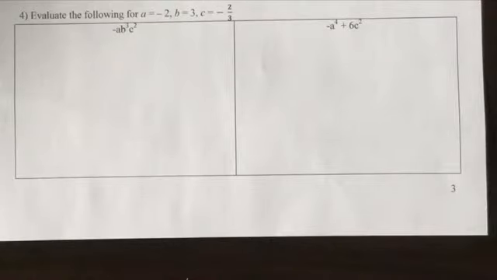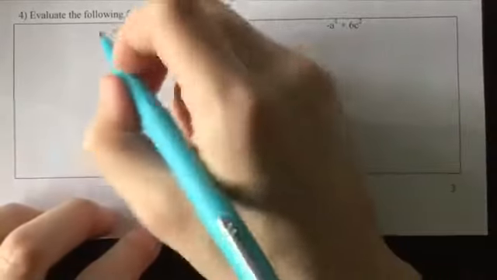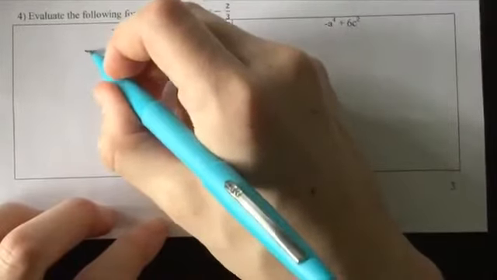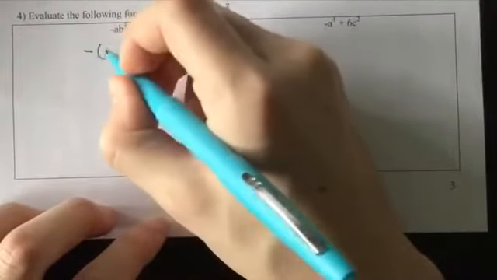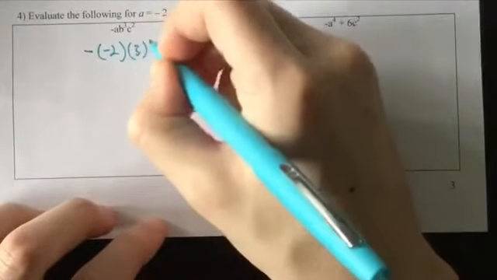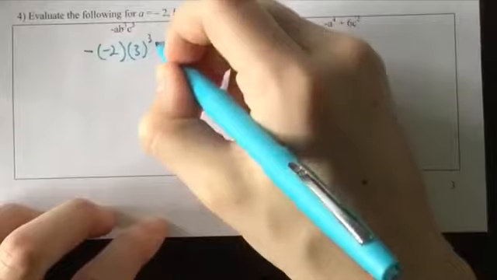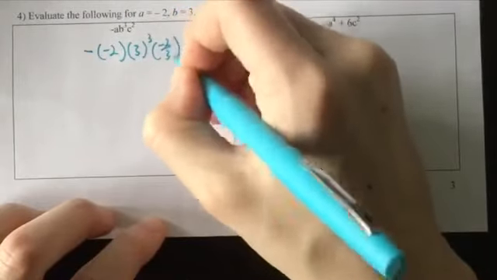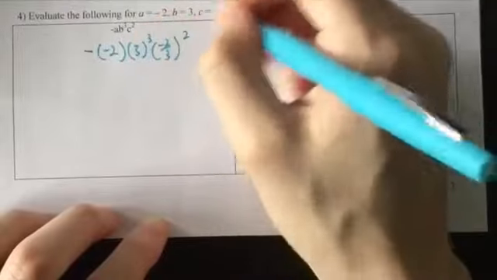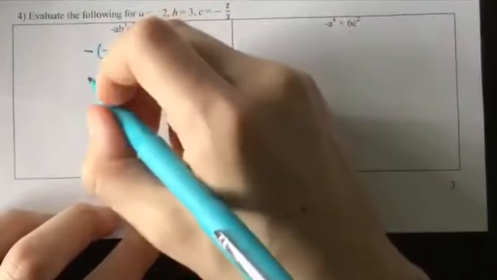On number 4, we're going to evaluate for when a equals -2, b equals 3, and c equals -2/3. Remember, when we evaluate, we're going to substitute in using parentheses. So I write everything that's there and then substitute in for our variable. So we have a negative. Now I substitute in for a, which is -2, b to the third, and then c, -2/3 squared.